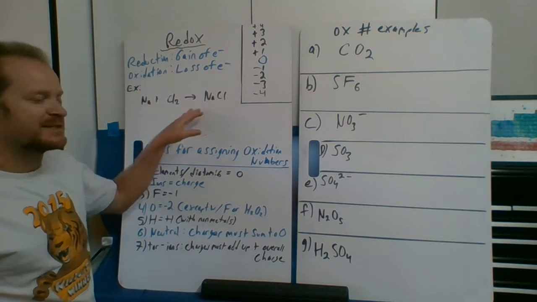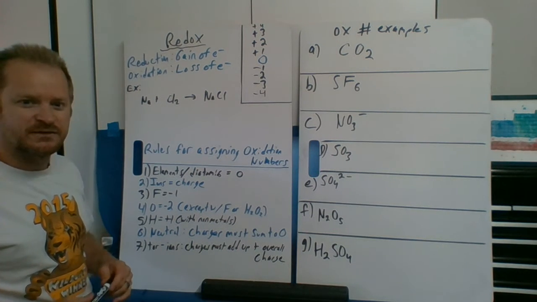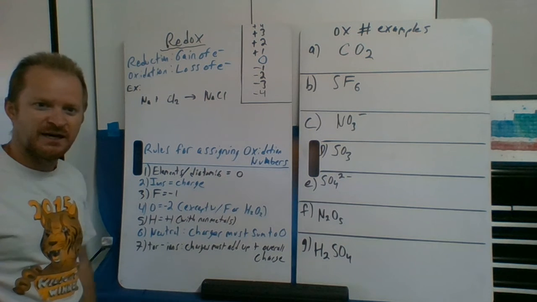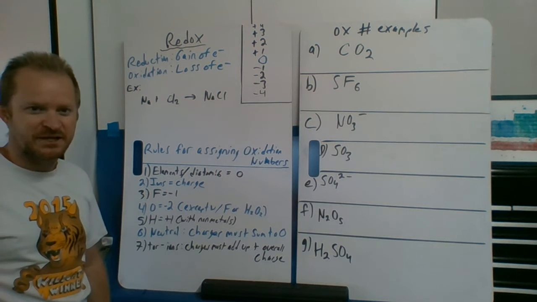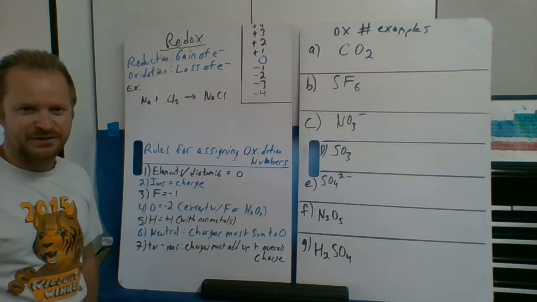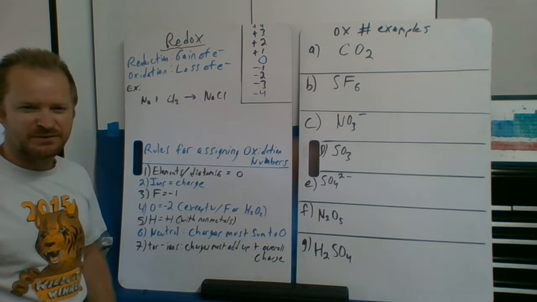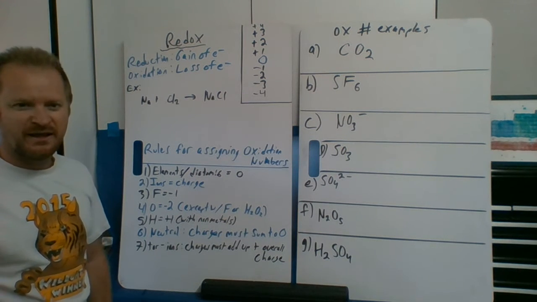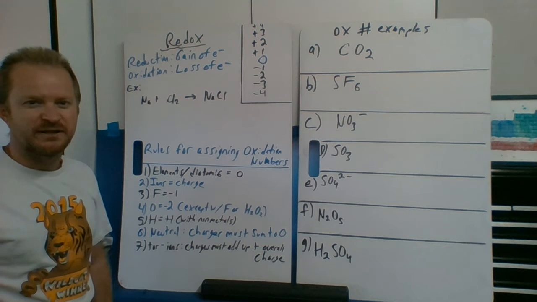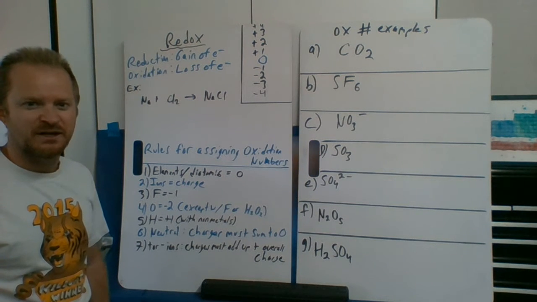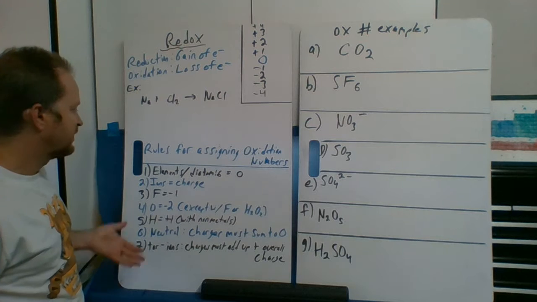I'm going to go over this example in a second. I actually just want to talk about the list of rules for assigning oxidation numbers. And unfortunately, yes, you have to memorize these, but there's really two or three that come into play most often, and you'll see through the examples which ones I'm talking about. So these are the rules.